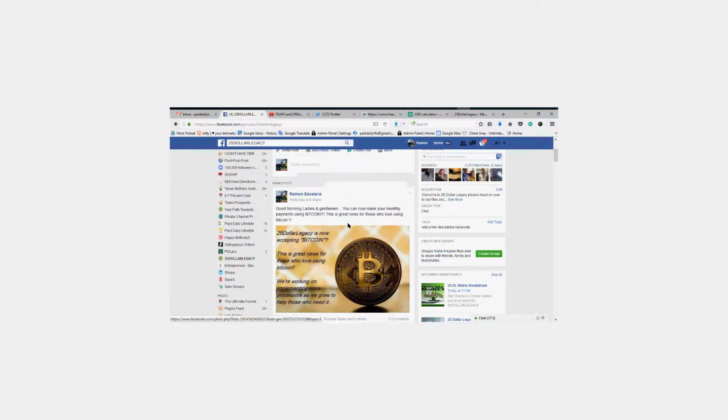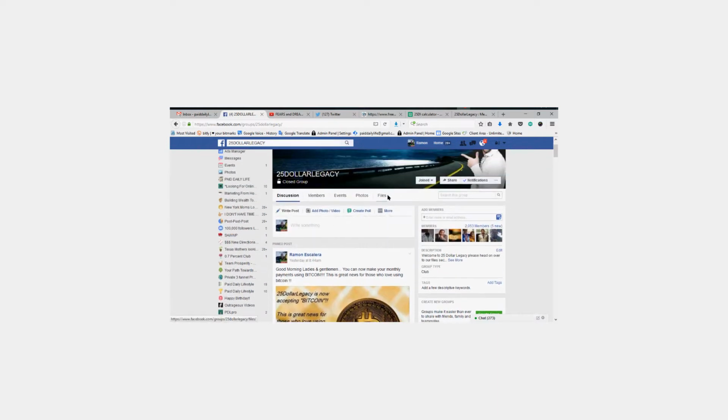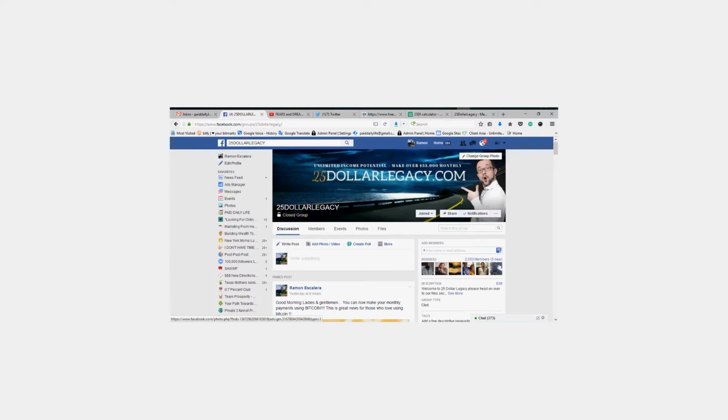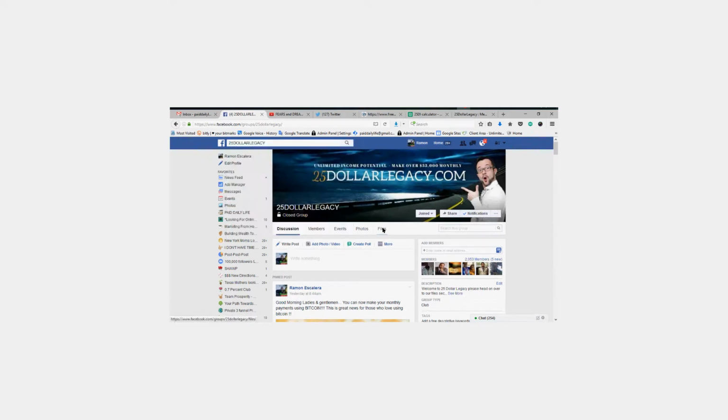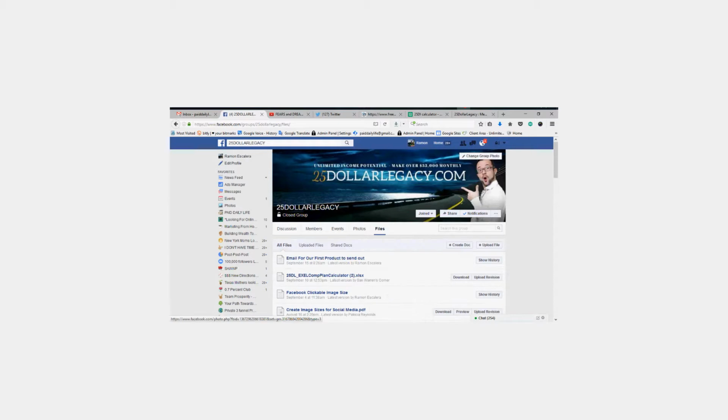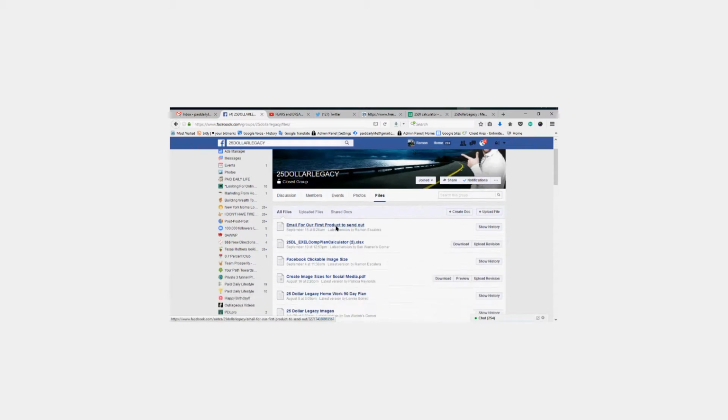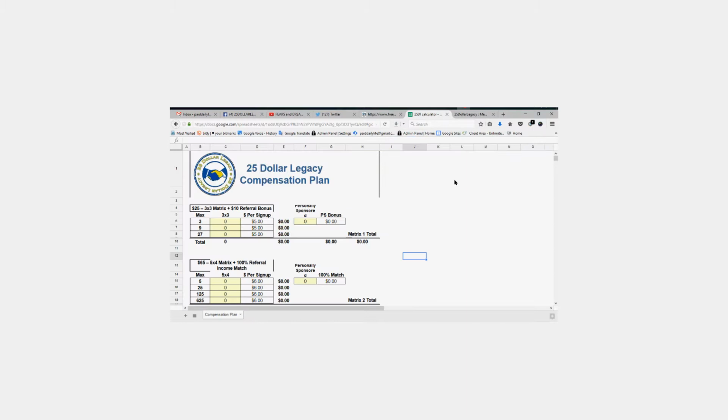Okay, ladies and gentlemen. But that being said, here's the file section in our Facebook group. Again, if you go to $25 Legacy and search that on Facebook group, you're going to see it there, and click on Files. This image is our official Facebook group, and then click on $25 Legacy Excel Comp Plan Calculator. Once you click on this, you will then have access to our calculator, which looks like this.